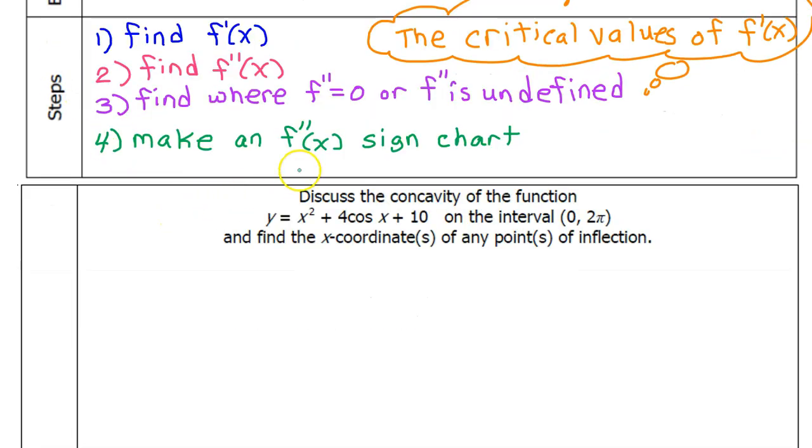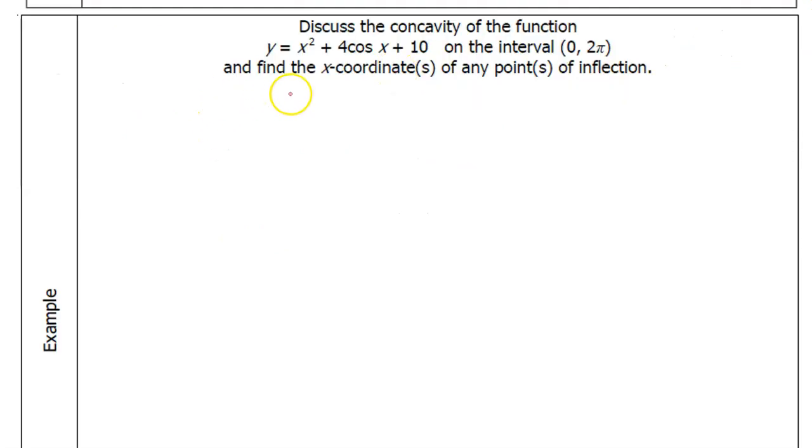Step 4 is to make an f double prime sign chart. This will show us where f is concave up or concave down. We will also be able to recognize any points of inflection where f of x changes concavity. Let's try an example. Discuss the concavity of the function y on the interval from 0 to 2 pi and find the x-coordinates of any points of inflection.